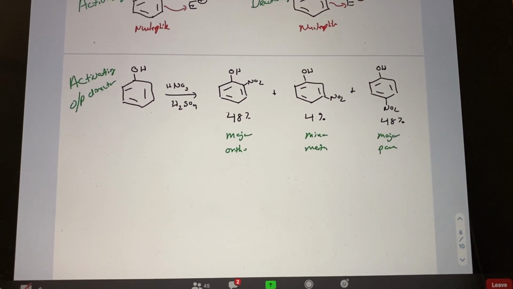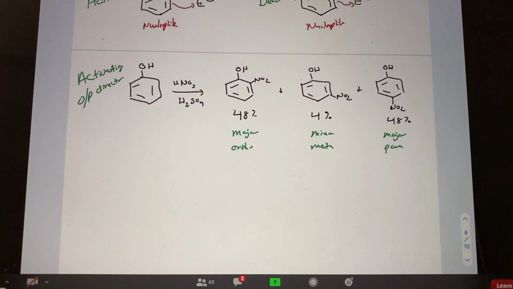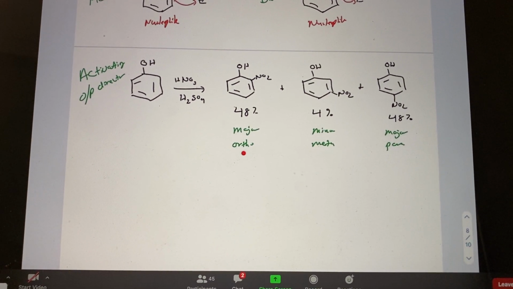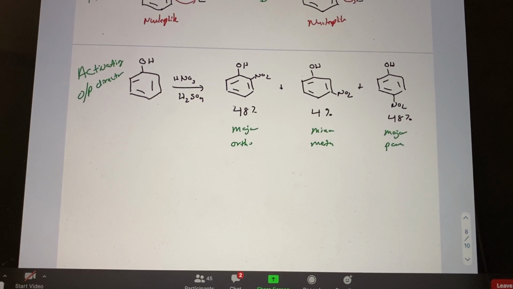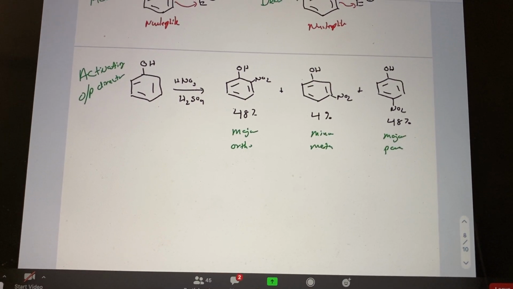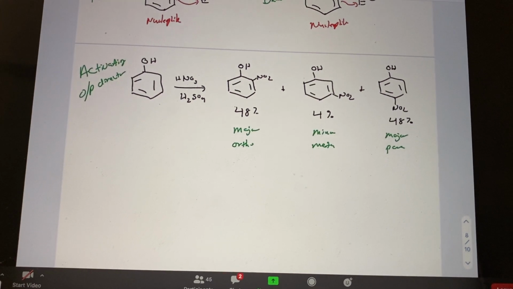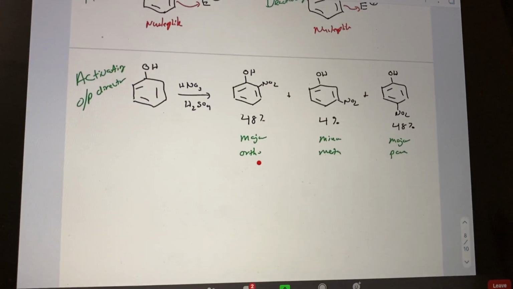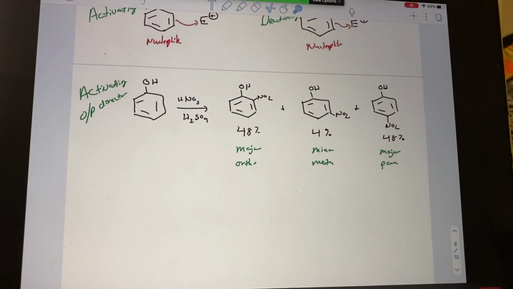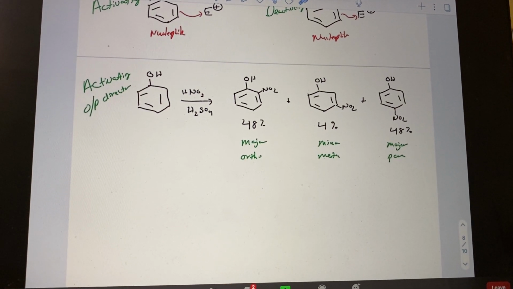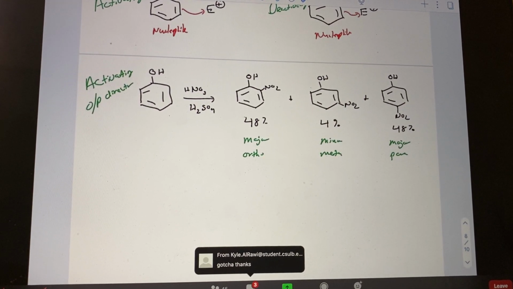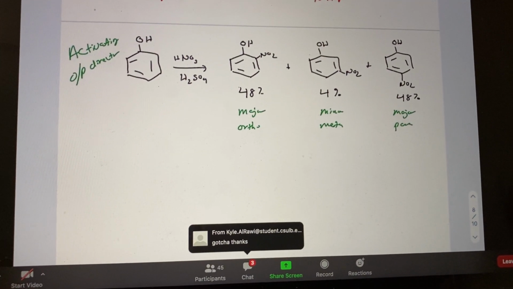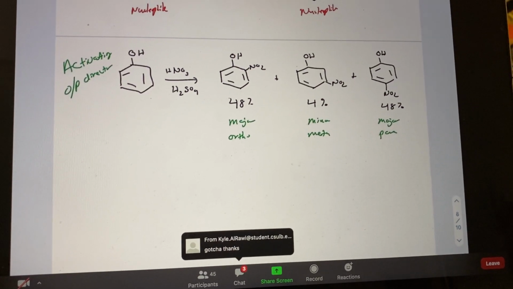And for the ranking, for Kyle's questions, you don't normally have to rank between the majors, the ortho and the para. However, we'll group them together as groups that are ortho-para directors or meta directors. That will be important. However, deciding between them is the major product, the para or the ortho, not so much what we've been thinking about. Okay, great. But we do need to come up with an explanation for why the ortho and the para are actually the major products. So let's consider resonance structures.